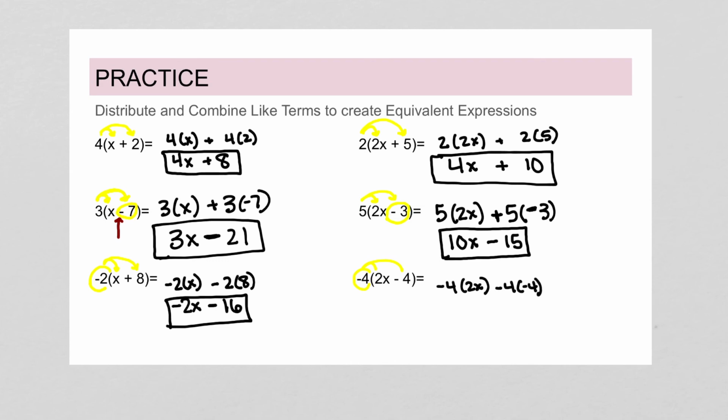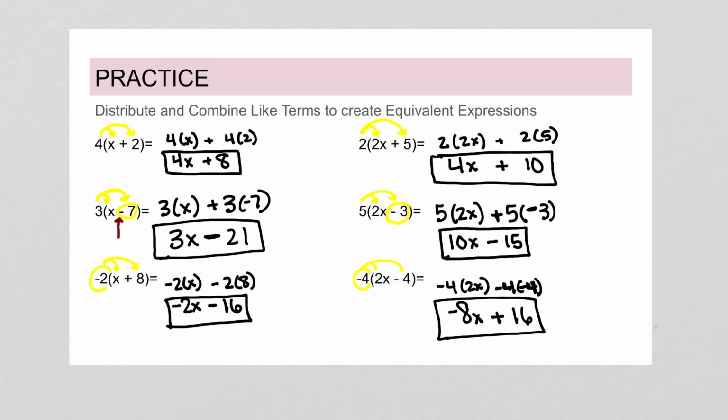Okay, and on this one, I notice I've got negative 4 times 2x, so I've got negative 8x. But here, I've got a negative 4 times a negative 4. Well, a negative and a negative become positive, and a 4 times a 4 gives me 16. Again, I cannot put those together anymore because they're two terms that do not have like terms. So that should give you enough information to get started.